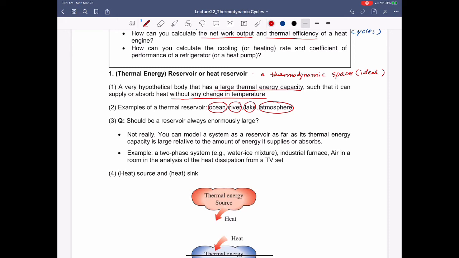An industrial furnace is so huge compared to other components. So that can also be considered a reservoir. And as I already said, like air inside a room, which is much bigger than the TV that is installed inside the room. So in that case, the room or air in that room can be considered a reservoir.